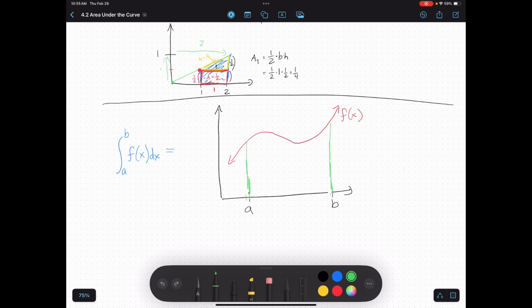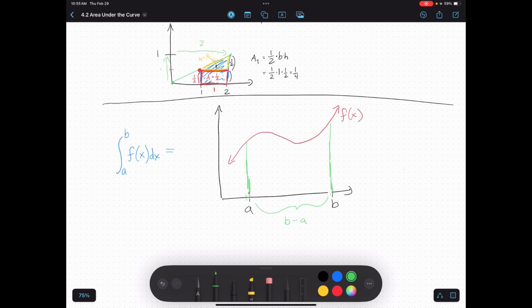Okay? Well, the most simple way to estimate is just to turn this shape into a rectangle somehow. Well, the width of this rectangle is easy enough. I'm just going to use this width. What's this width? Well, it represents the distance between A and B, which you can calculate using subtraction. So this is just B minus A.